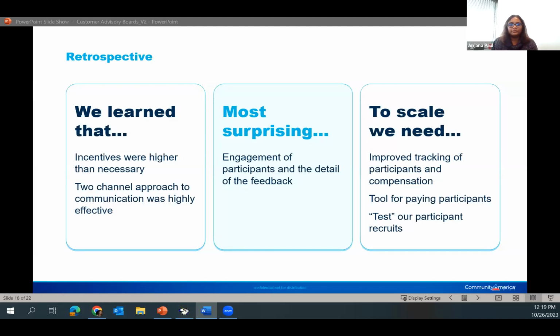So next year, what we're looking to do is create a new customer advisory board, a bigger one, to work on some of our bigger strategic projects. Some of the things we need to do to scale would be the organization of the back-end processes. So improving the way we track our participants and the compensation, and having some type of tool to help us pay and keep track of participants. And because we're looking at scaling this and having more participants involved, we would want to do some type of test to ensure that they would give us good, detailed feedback.